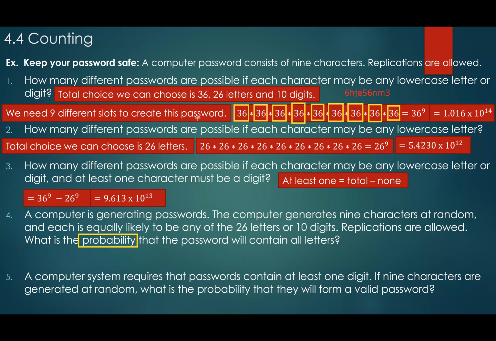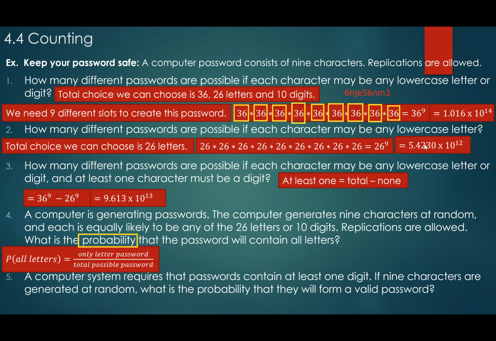And each character is equally likely to be any of the 26 letters or the 10 digits. Replication allowed. And they ask you, what is the probability that the password will contain all letters? Meaning you have this computer, you press generate me a password, and the probability that the computer generates a password where all 9 items are just letters. And to do that, how many ways can I choose just the letters, only letters?